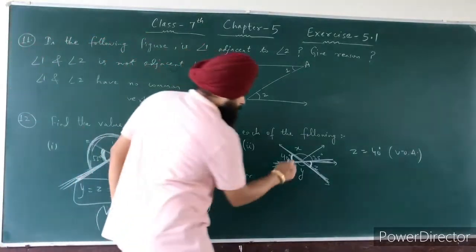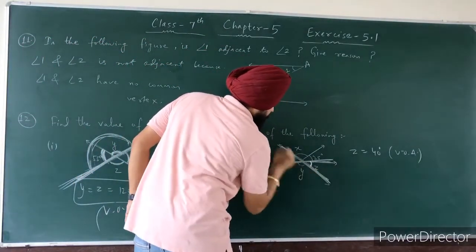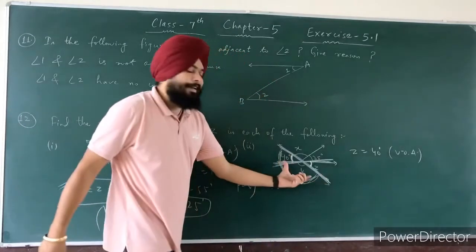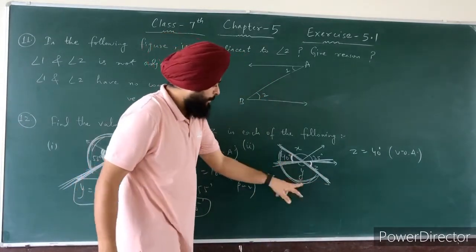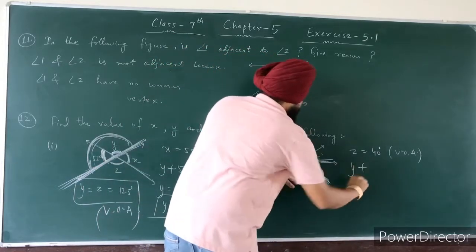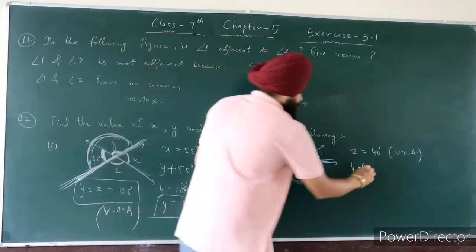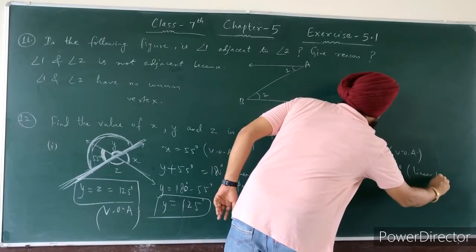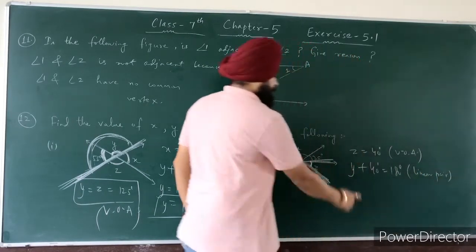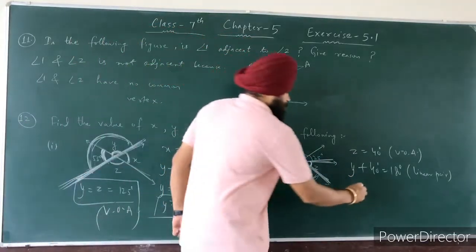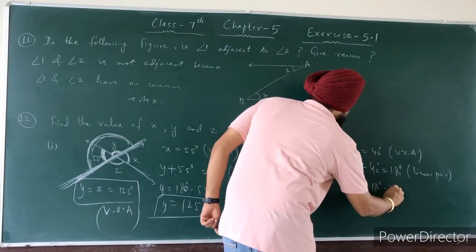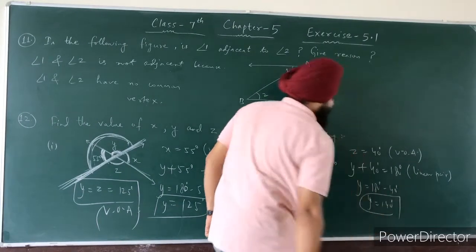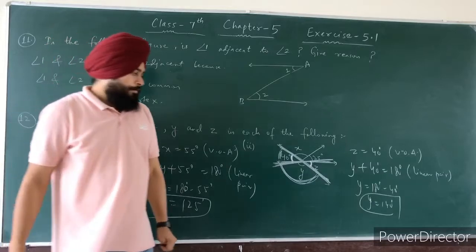Alright. Now this is a straight line, and these two angles form what? This forms a linear pair. Now in this linear pair, the first angle is y and the second one is 40. It is equal to 180 degree, as they form a linear pair. From this you can find the value of y. So y is what? 180 degree minus 40 degree. y is 140 degree. So this is the value of y.